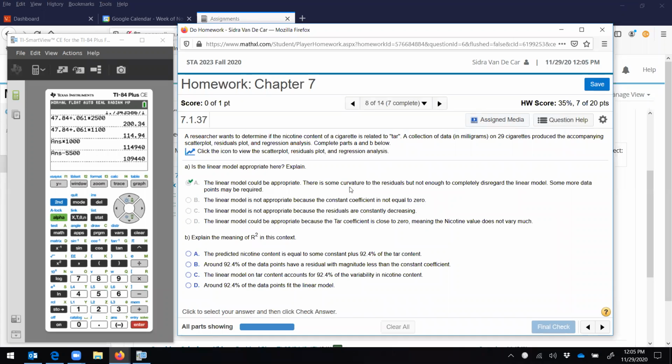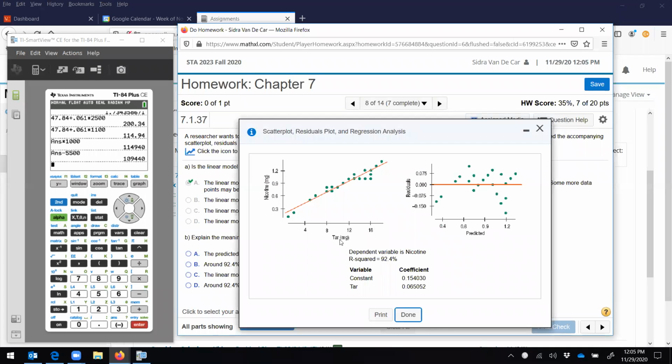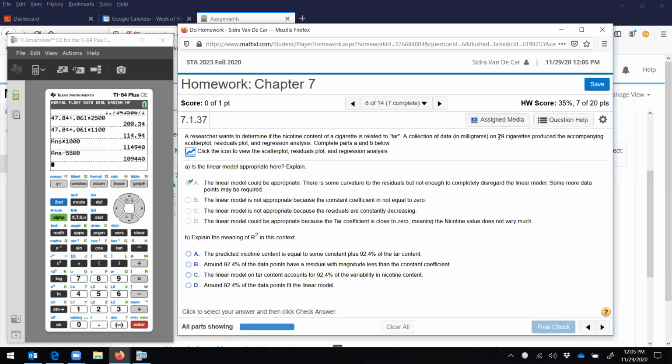Explain the meaning of R squared. Okay, so this is tar is being used to predict. So the R squared is saying 92.4% of the variance in nicotine is explained by the tar content. There you go.